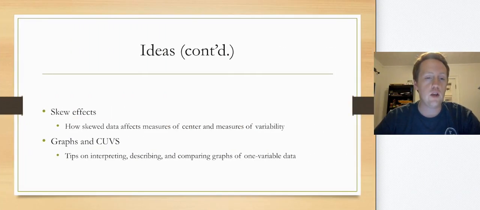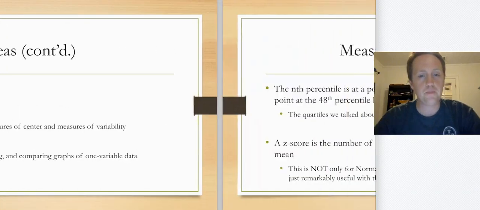And then we're going to talk about skew effects and how that affects the measures of center and measure of variability. Then we're going to talk about graphs and CUBS. Remember, that's the acronym we use to remind ourselves how to describe distributions of data. We'll talk about quantitative as well as categorical data there.